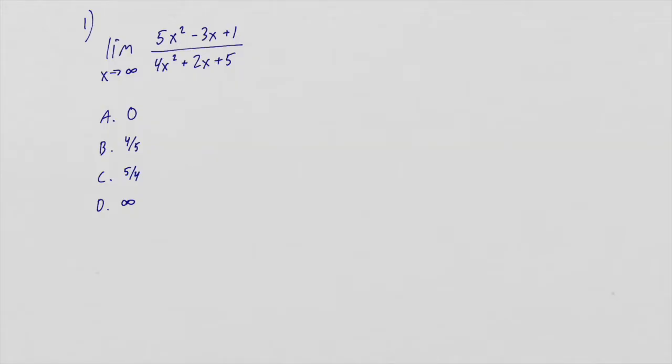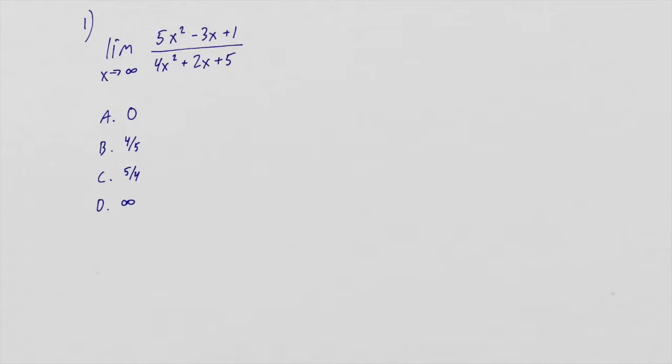Over a couple of problems here on limits from the AP test. This is from the no calculator section, so you're expected to be able to do these problems without the use of a calculator. Our first problem here is the limit as x approaches infinity of 5x squared minus 3x plus 1 over 4x squared plus 2x plus 5.